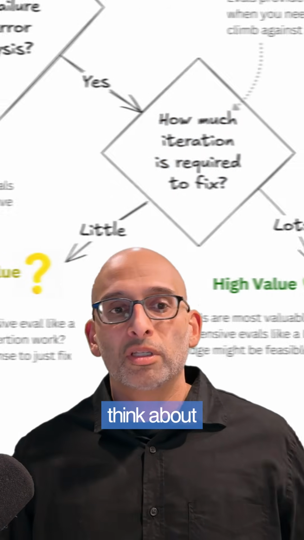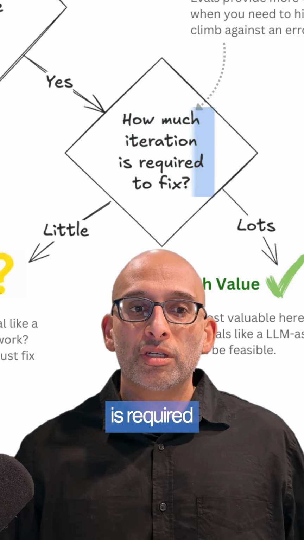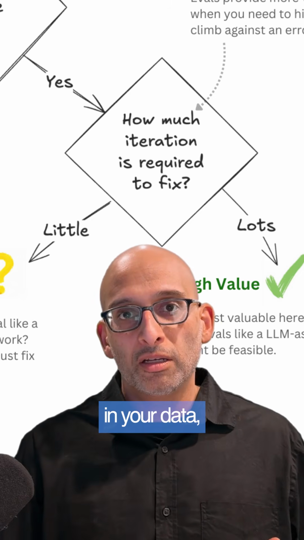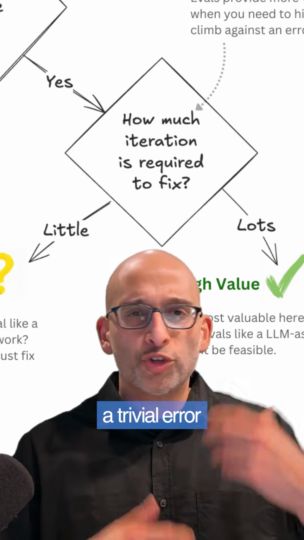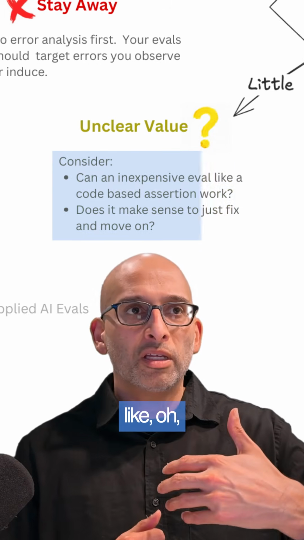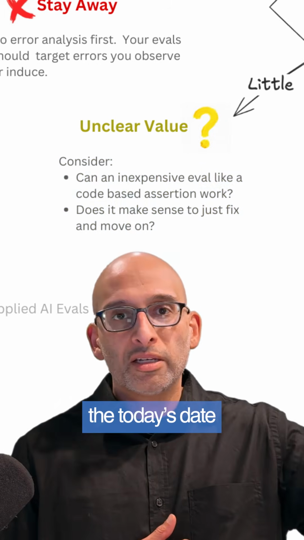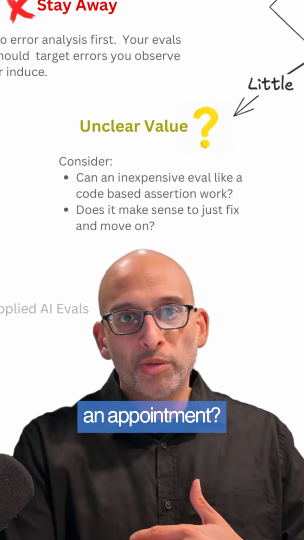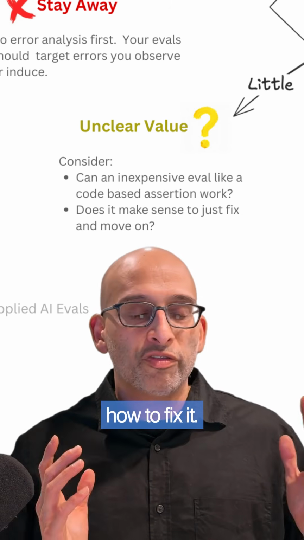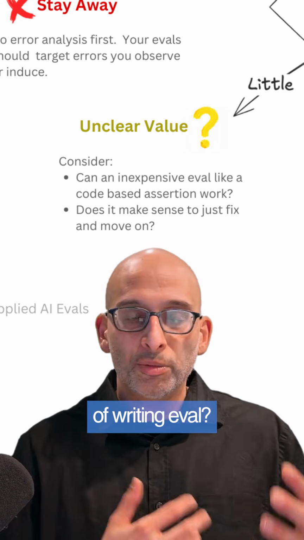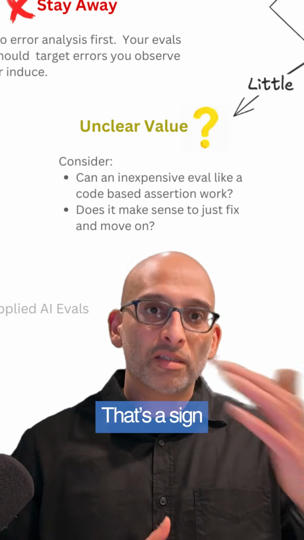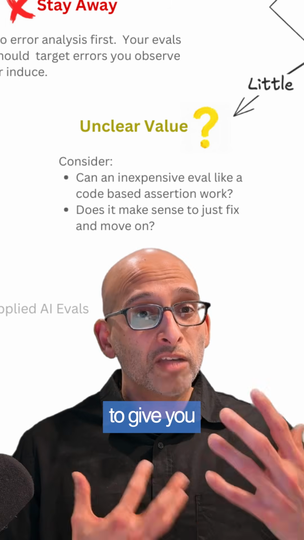The next thing you want to think about is how much iteration is required to fix an error. So once you've found an error in your data, how much iteration is it going to take? Is it a trivial error where it's really obvious, like, oh, you forgot to put today's date in the system prompt and the user is asking about creating an appointment? Well, that's really trivial. You know how to fix it. Do you need to go through all the trouble of writing an eval? Maybe not. If it's not going to require that much iteration, that's a sign that your eval is not going to give you that much value.